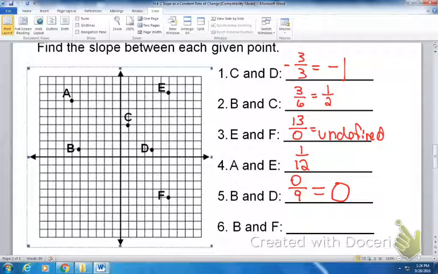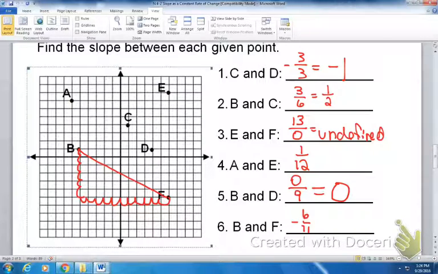We've got one more. Looks like we're doing B to F. Now before I even start, it's down and to the right. I'm going to go ahead and put a negative sign over here. Let's see, 1, 2, 3, 4, 5, 6 is the rise. And the run is 1, 2, 3, 4, 5, 6, 7, 8, 9, 10, 11. So negative 6 over 11. I cannot simplify that, so that's my answer.